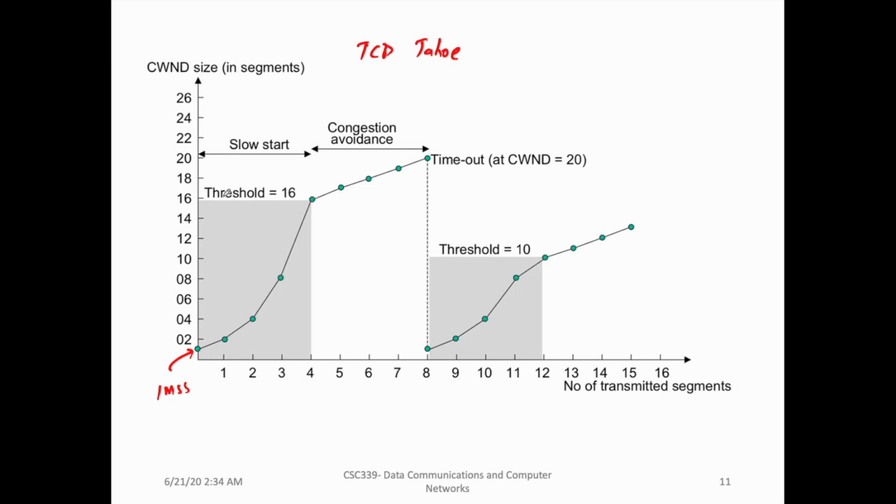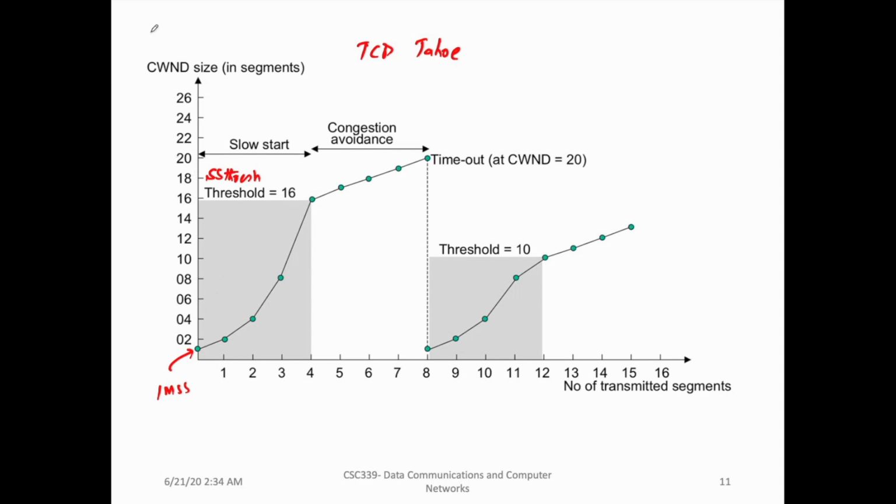And now we have reached the threshold. Let's assume, for this example, that the threshold was, yes, we know the initial value of the slow start threshold is 64 KB, but just for the example, let's assume that we have reached the threshold, and the threshold was 16 segments. So this is the slow start threshold, and the size is 16. This is the initial phase.